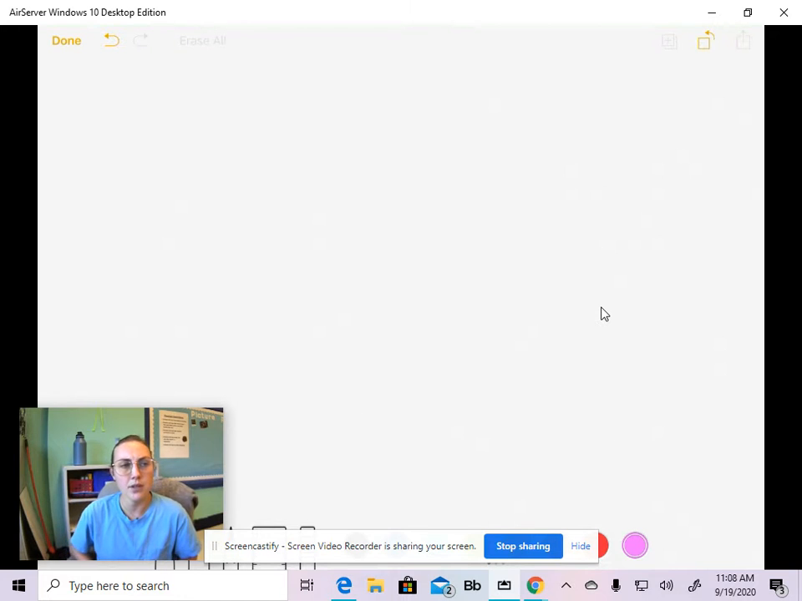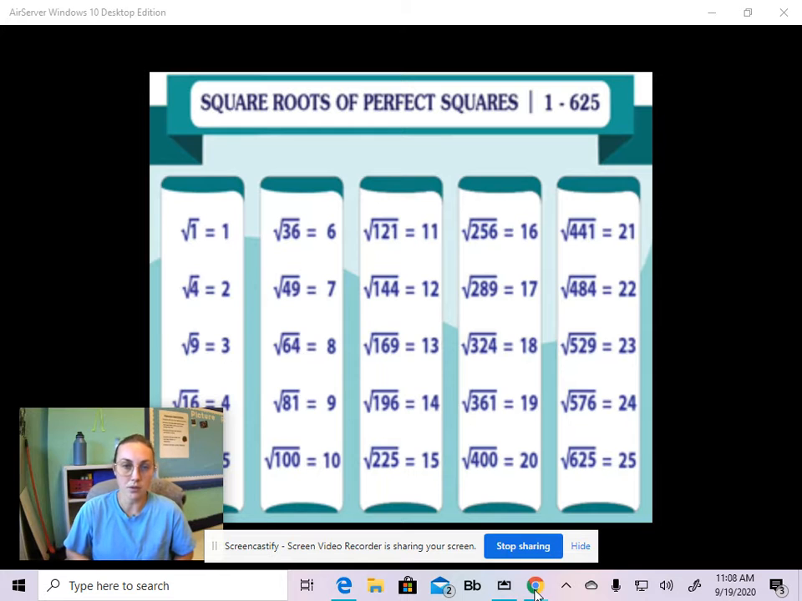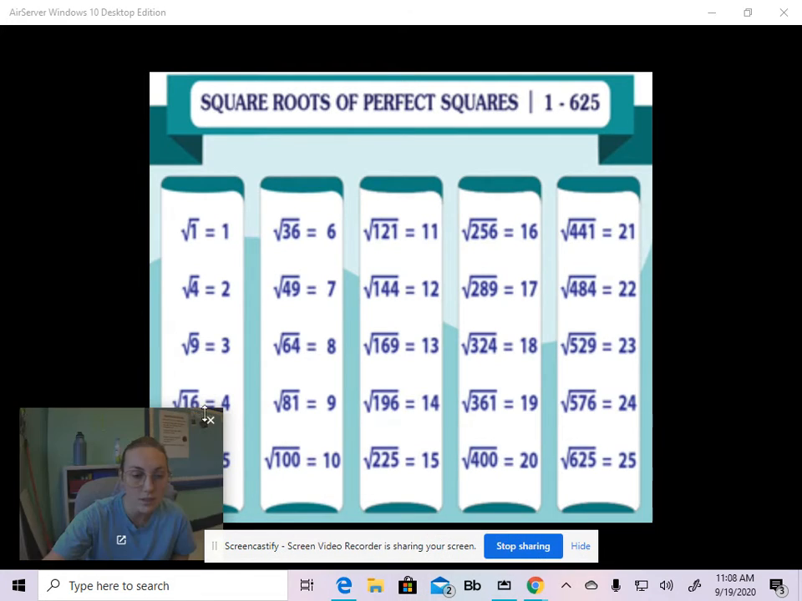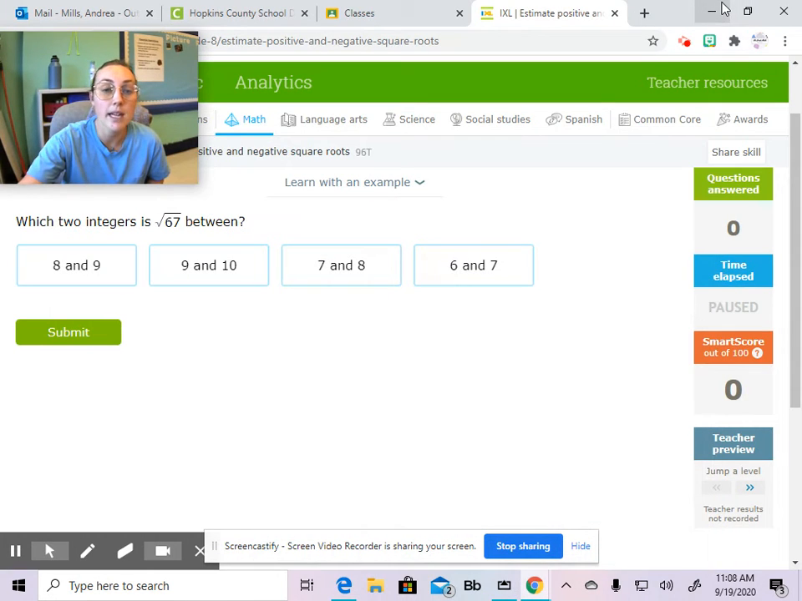When we're estimating square roots, though, you need to get out the notes that I gave you last week. If you are online, you should have had the notes written down. If you came to school, you have a foldable you can use, and the square roots notes page that I gave you has all the answers on that too. What I'm going to use for this video is my iPad. I took a picture of square roots of perfect squares, and that's what I'm going to use. But y'all need to use the notes that I already gave you. Let's go ahead and get started.